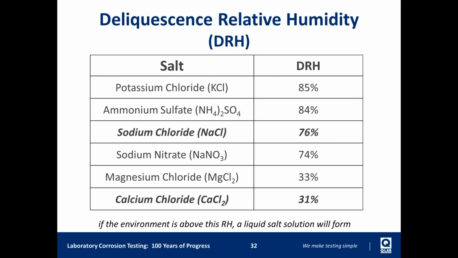The point at which deliquescence occurs varies based on temperature and also which salt is being used. This is a chart showing the common deliquescence points at 25 degrees C for some salts that are used in salt testing. The ones that we have bolded here are the ones that are most commonly used: sodium chloride, which has a deliquescence point of 76%, and calcium chloride, which has 31%. So let's give a visual representation of what that means.